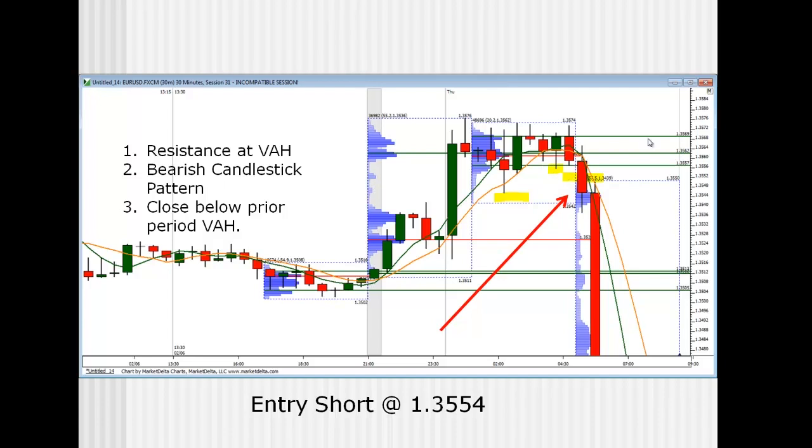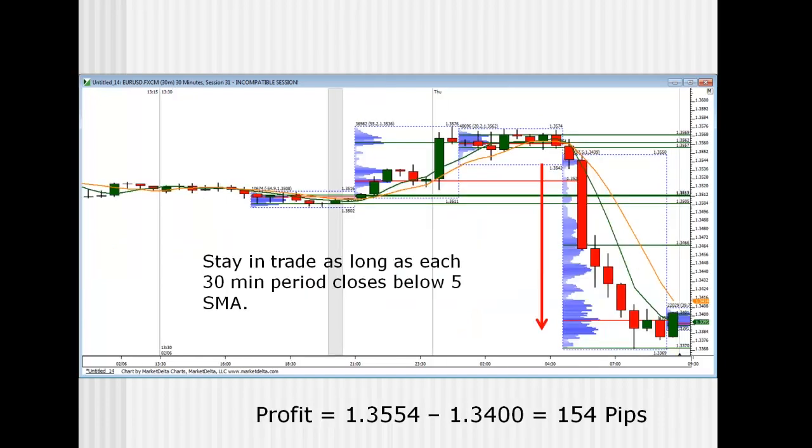The beauty of the profile and the value area and price moving away from value on the Forex, once you see that, is you are really able to get into these moves when they start, when they begin, and capture the full move. Take a look at the beautiful move down with the two moving averages, the simple 5 and the 8, and we have an entry short at 1.3554, and we take this down all the way during this 240-minute period.